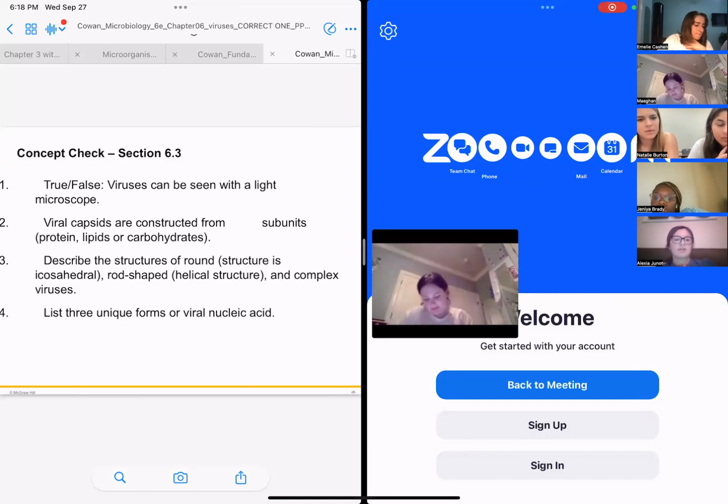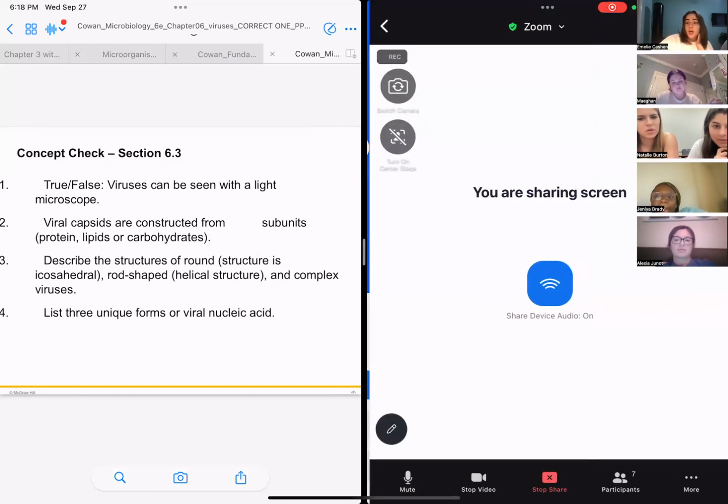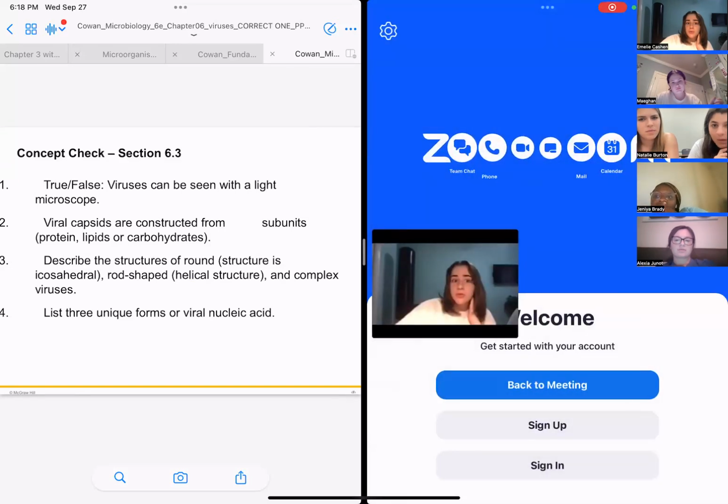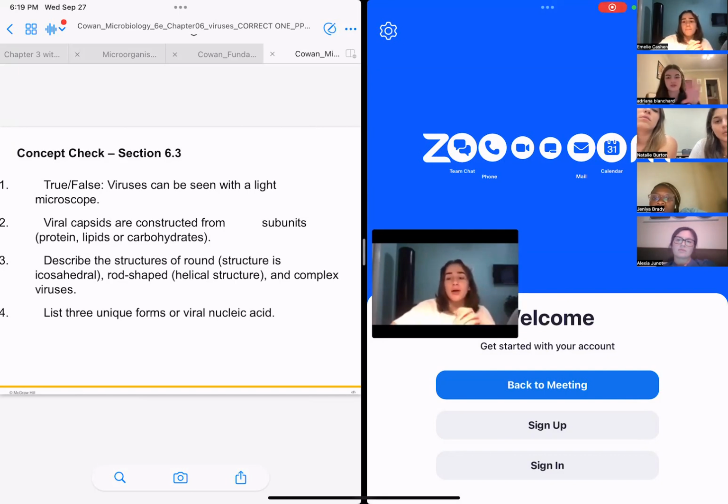Okay, true or false: viruses can be seen with a light microscope. True, I think. I believe true. Yeah, false. Only with the electron microscope. Right, I think it's only with the electron. The light microscope is for bacteria and for things that are larger than viruses. Wait, so what can you see with the light? Bacteria. Okay. And because a virus is like the smallest particle that we're studying, anything that's bigger can be seen with the light microscope, except for viruses.